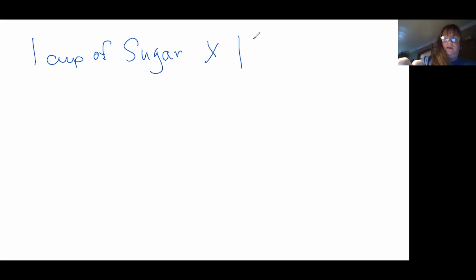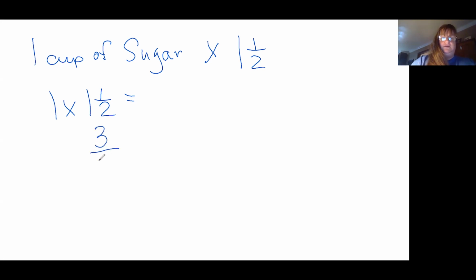So if you think about it, we have 1 cup of sugar times 1.5 batches, okay? So if we leave the word out, we would just say 1 times 1.5. Remember, before we can start multiplying, we need to convert our mixed number into an improper fraction. So 2 times 1 is 2, plus 1 more would be 3. So we have 3/2 times 1/1.